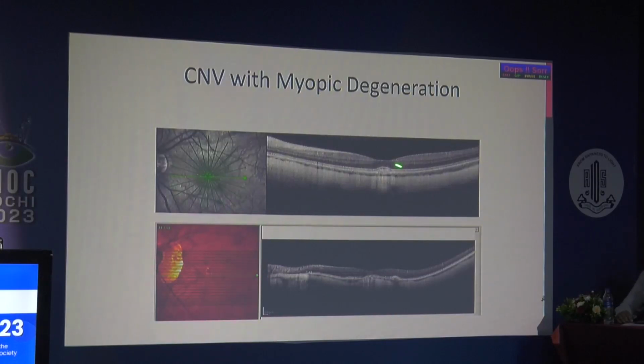Again, one thing I would like to mention here is CNV with myopic degeneration. If there is a distortion in the high myopic patients and there is compromised vision, you may not find much fluid in these patients, but you should inject. These patients do quite well. They require a much smaller number of injections than other AMD patients. So don't wait for the fluid to come in myopic CNVM.